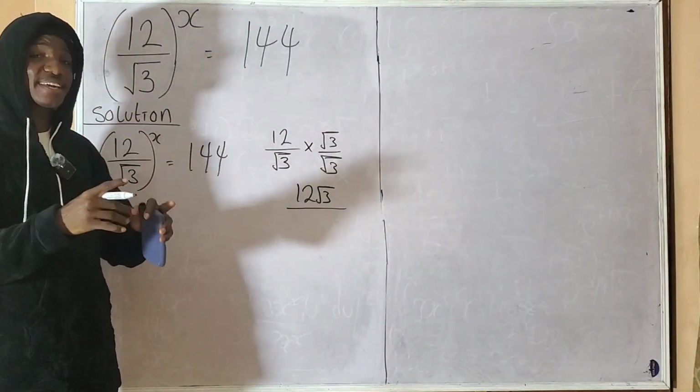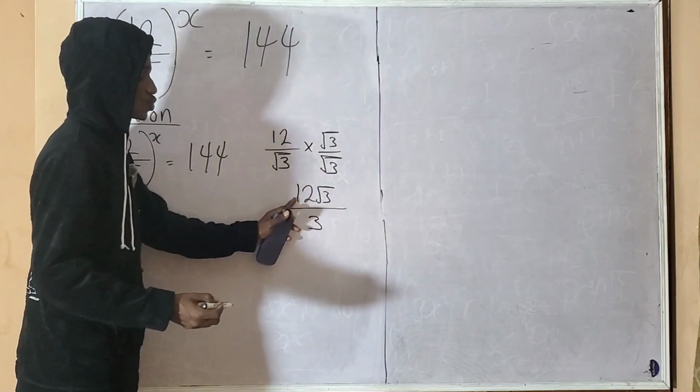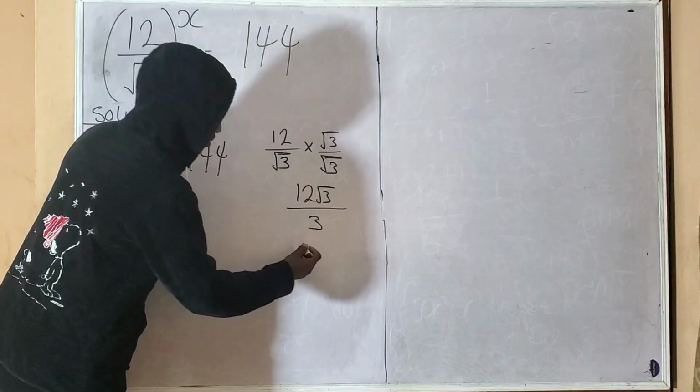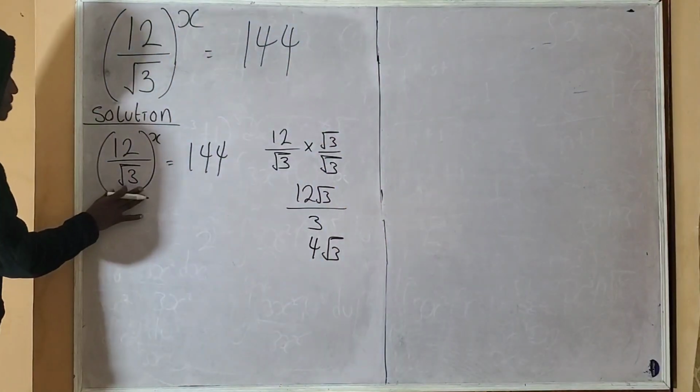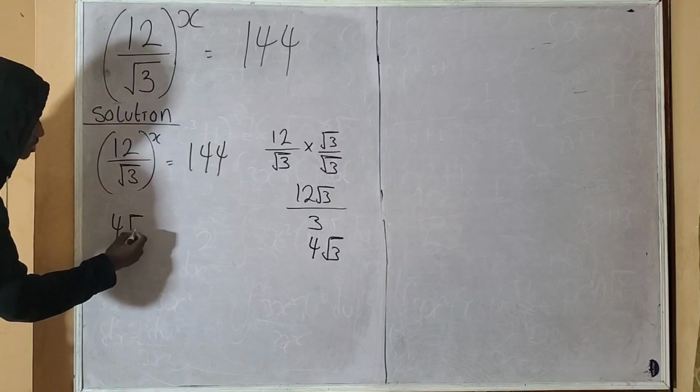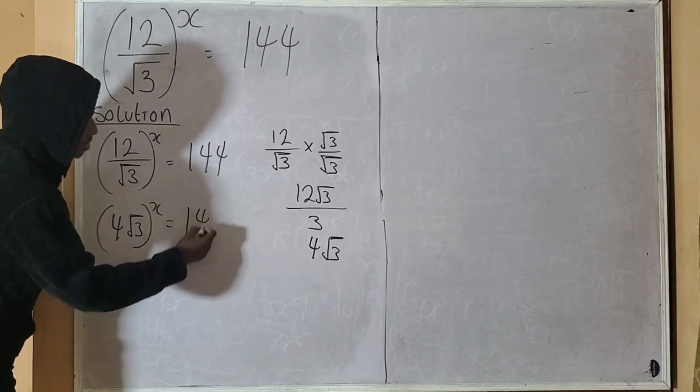And the square root of 9 is 3. So I'm going to have 3 here, right? 12 divided by 3, what's the answer? That is 4. So I'm going to have 4 root 3. So let us replace what we have here with 4 root 3. This raised to the power of x is equal to 144.